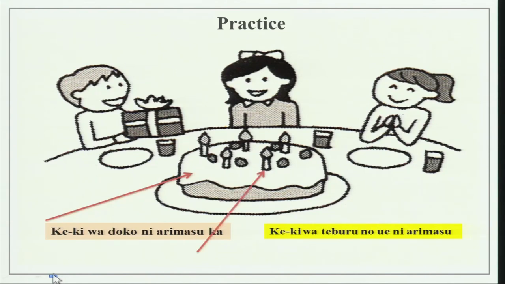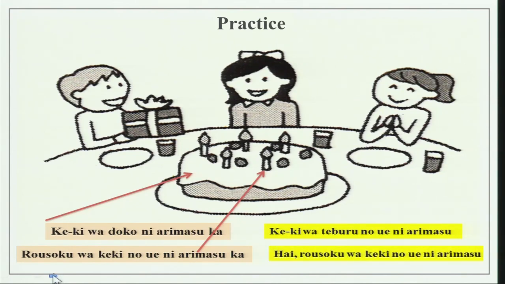Now, let us see what they want to know about next. Well, rōsoku. Rōsoku is candles. Rōsoku wa doko desu ka? Rōsoku wa keiki no ue ni arimasu. Or, as is given over here, rōsoku wa keiki no ue ni arimasu ka? Hai, rōsoku wa keiki no ue ni arimasu.